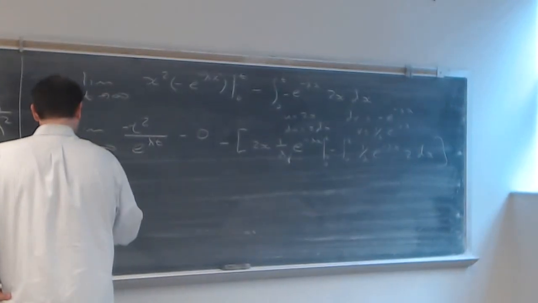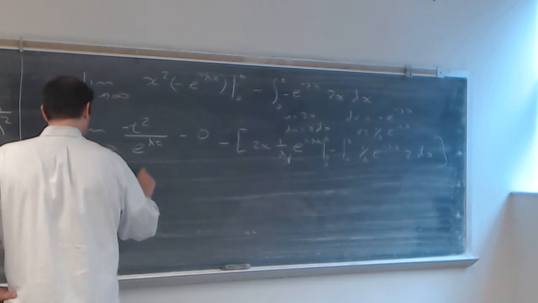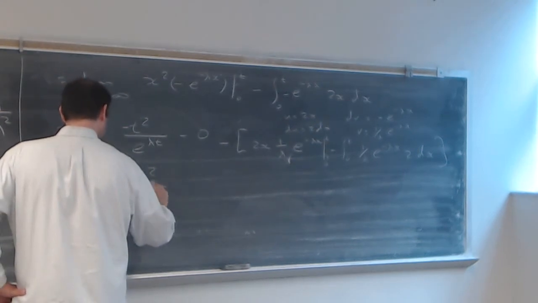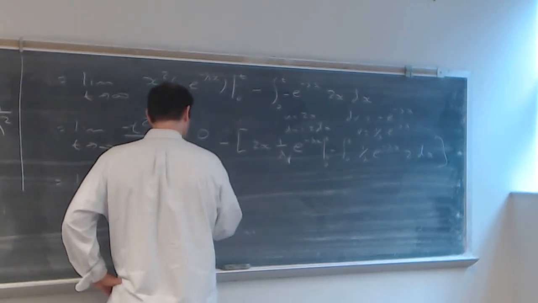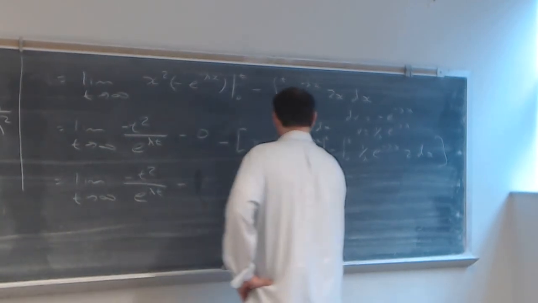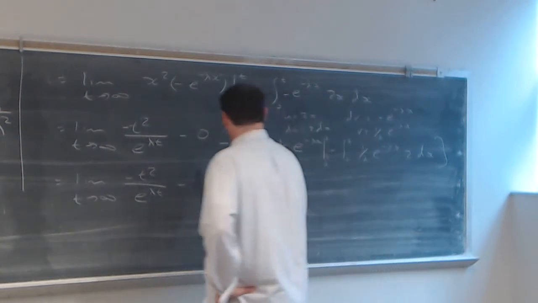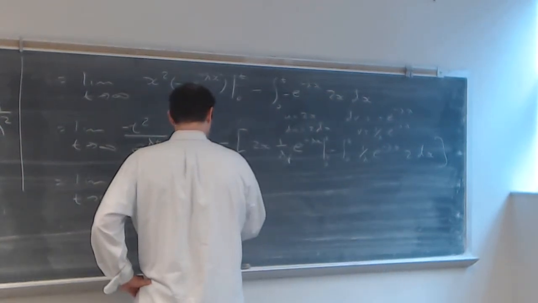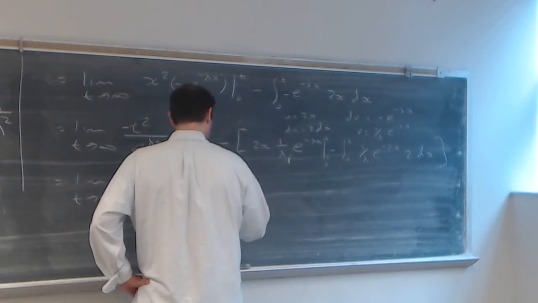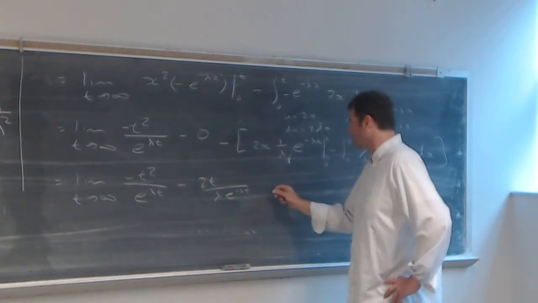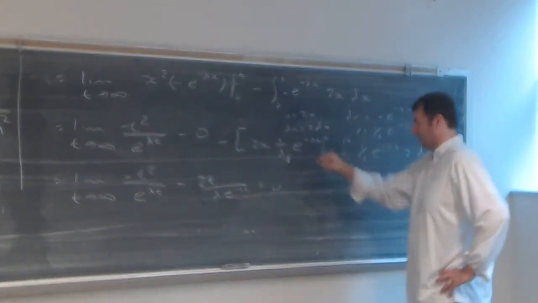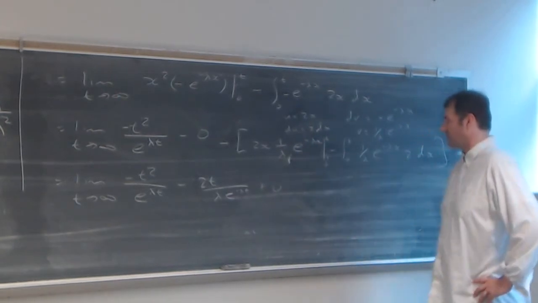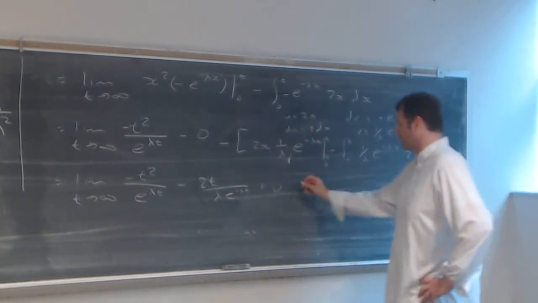This is equal to the limit as t goes to infinity of minus t squared over e to the lambda t, minus the quantity. Well, let's help here. When I stick in t, I'd have 2t over lambda, times e to the minus lambda t. And when I stick in 0, we get a plus 0. So it'll be minus and minus, it'll be 0. But this part's 0. 0 times this, which is 1 over lambda, is 0. And then a minus makes a plus.